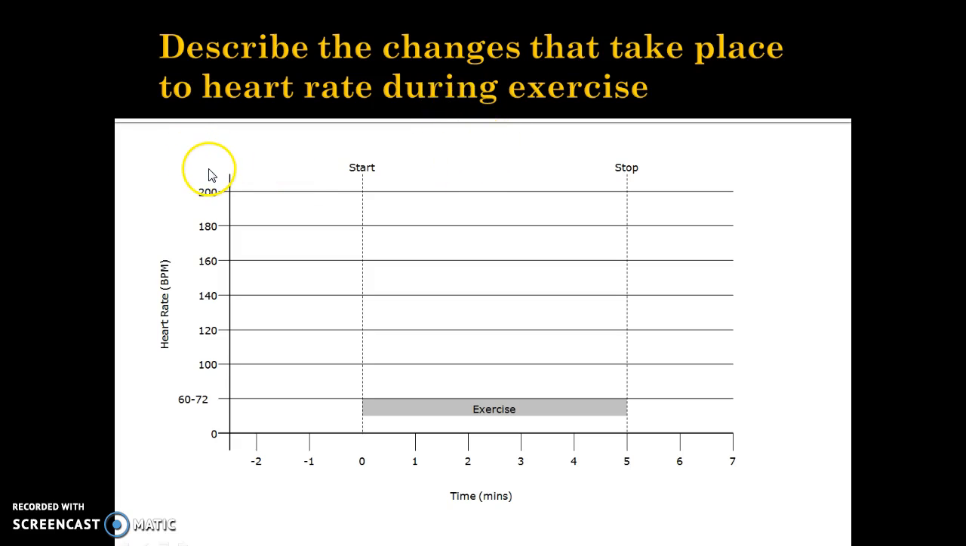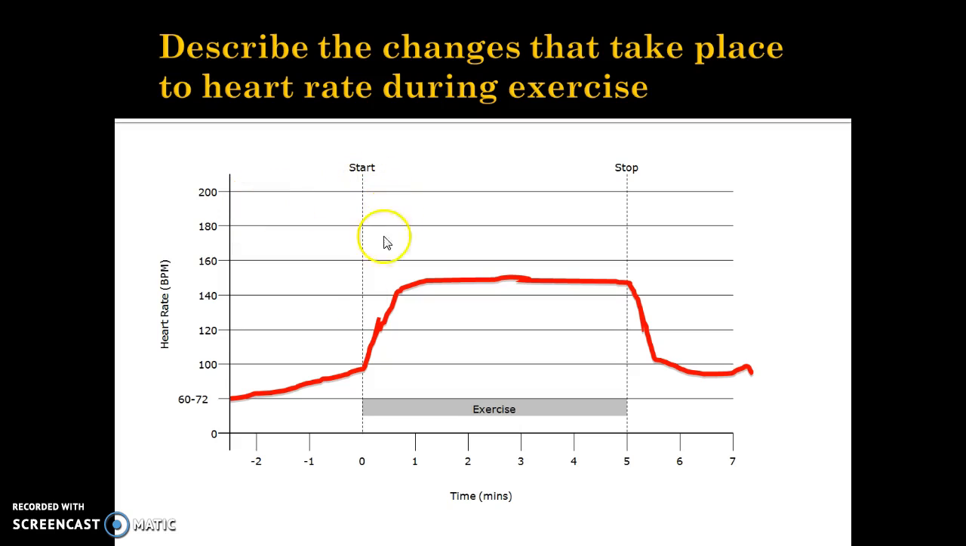Your first heading would be: define heart rate, stroke volume, cardiac output. Now what we're looking at, this will be your next heading: describe the changes that take place to heart rate during exercise. A couple of things we need to know. First up, we need to know the resting value. So if I can just get you to subhead under here, describe the changes that take place to heart rate during exercise. If you can just label here: submaximal equals red, maximal equals blue.